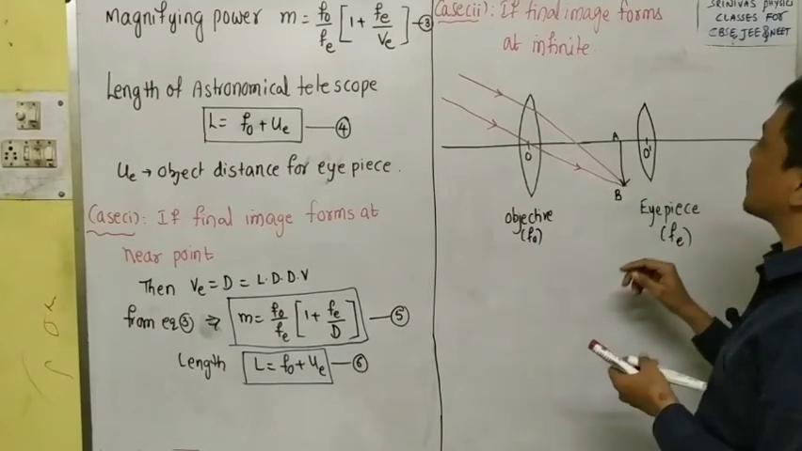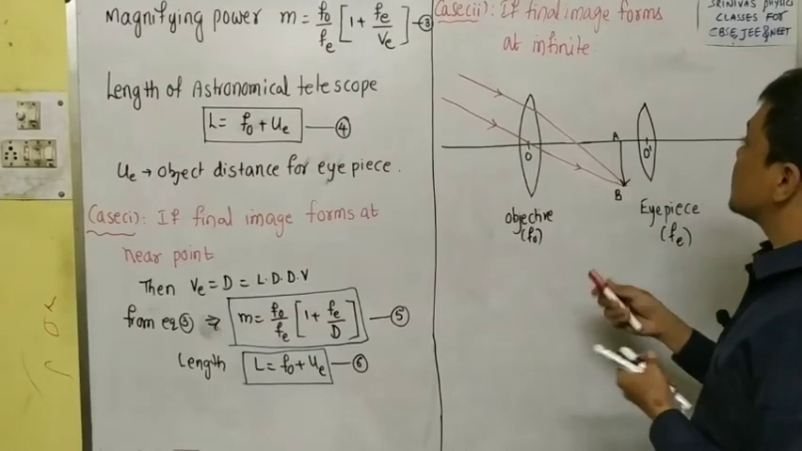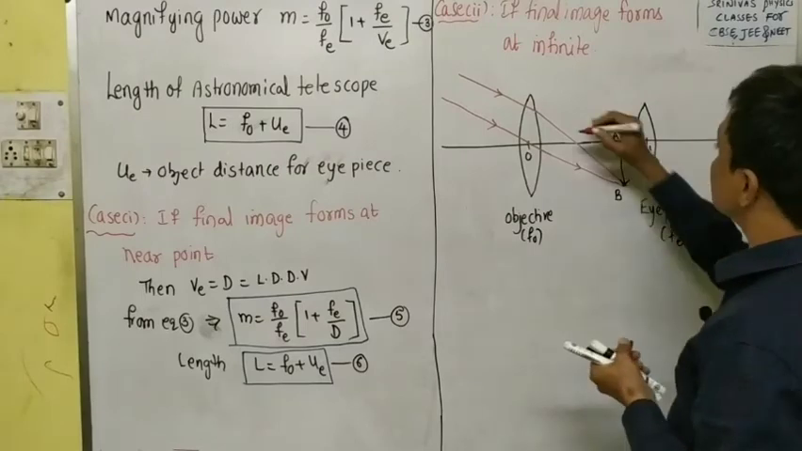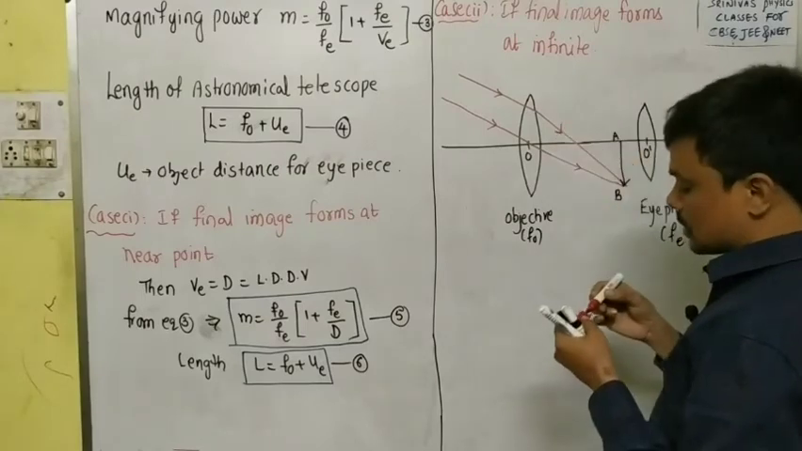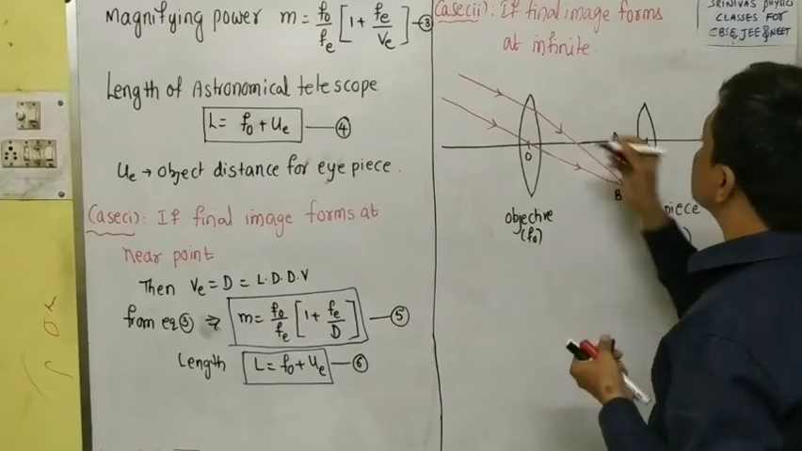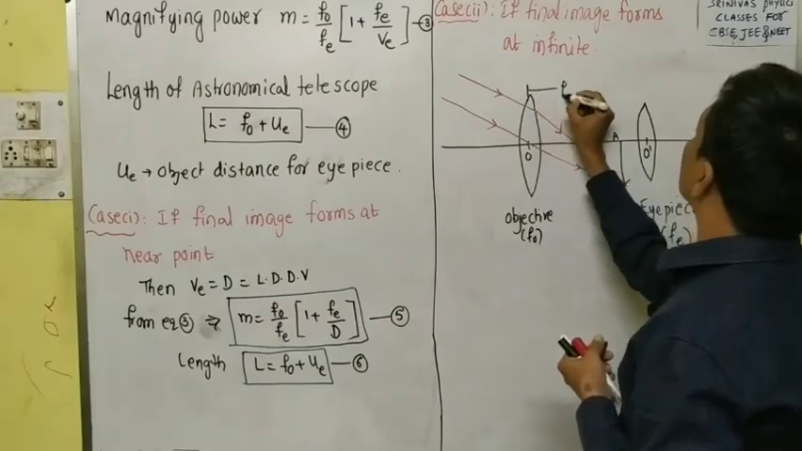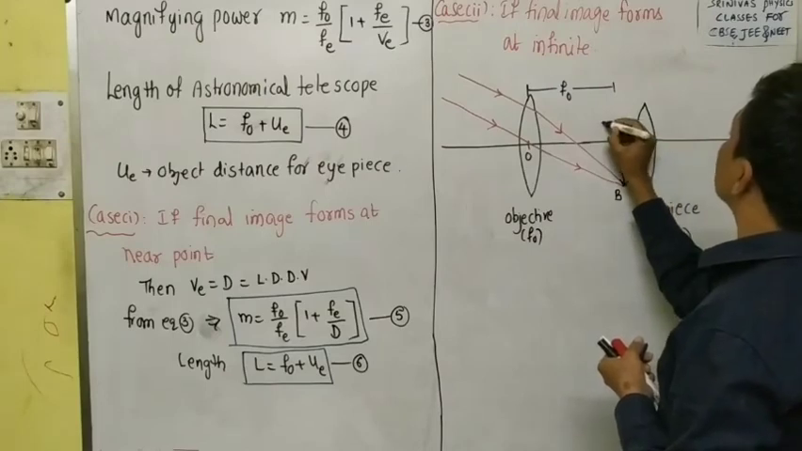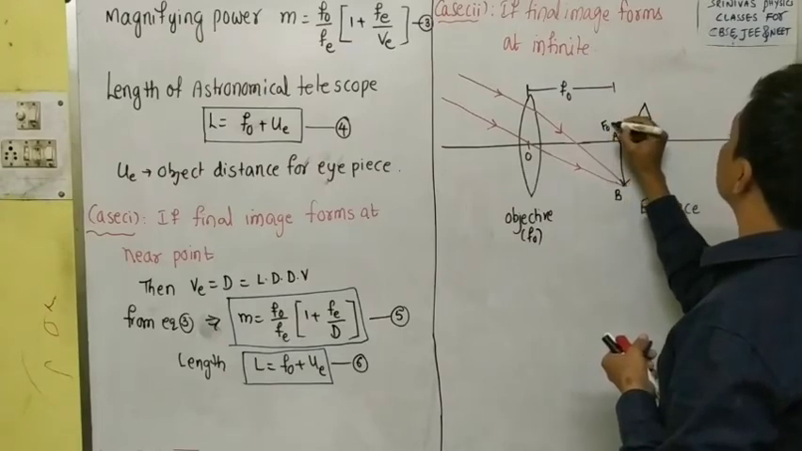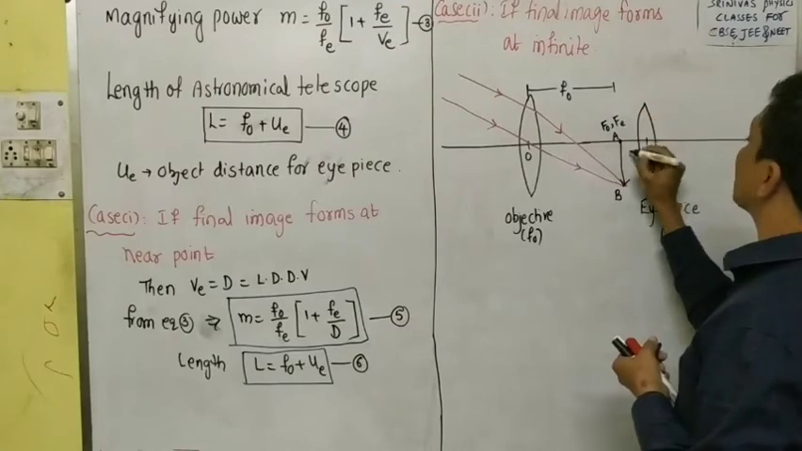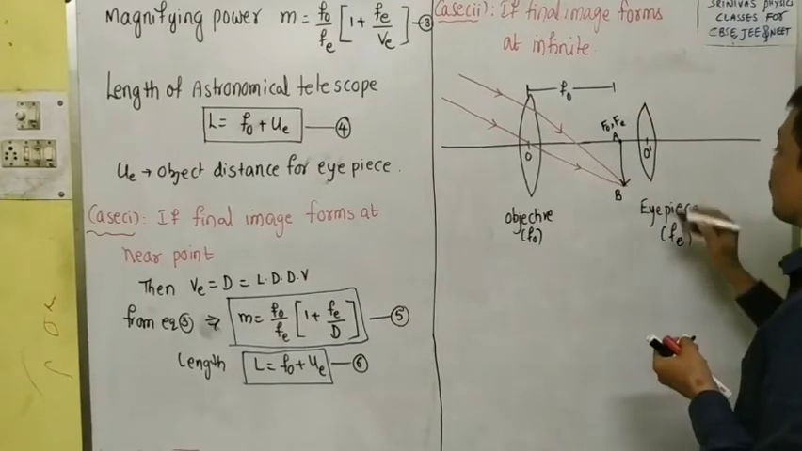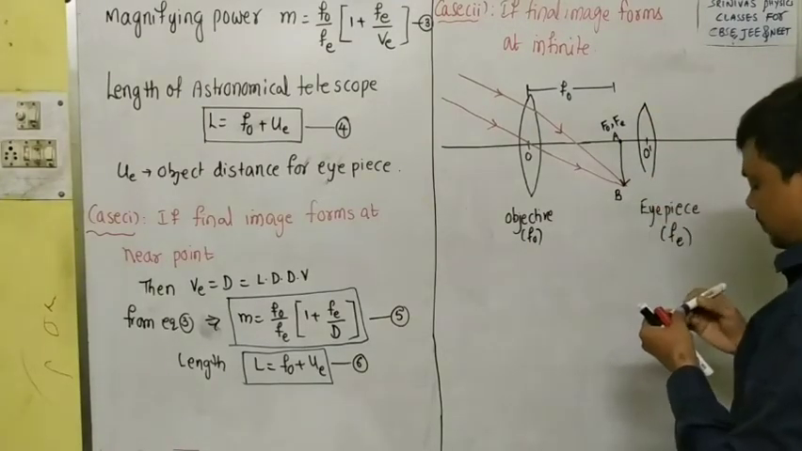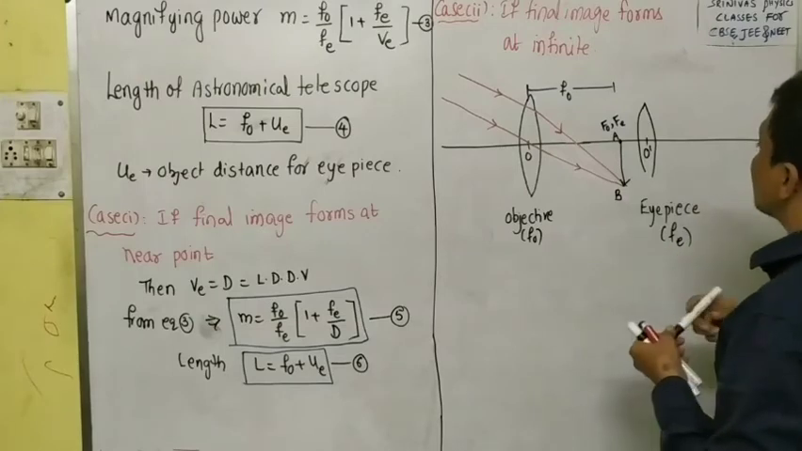The second lens forms the image of this one. The image distance is equal to the focal length, because it will form at the focus of the objective. For example, it is also the focus of the eyepiece. If it is the focus of the eyepiece, then where will the image be formed?